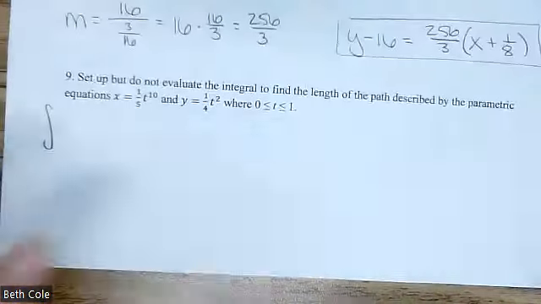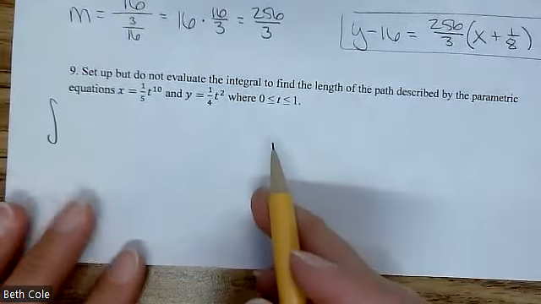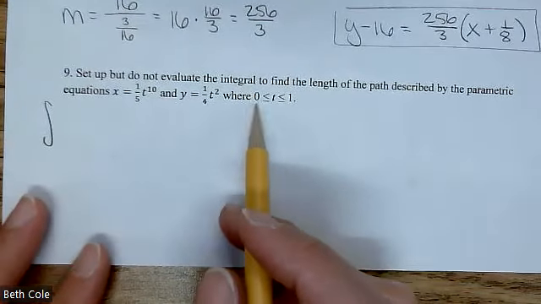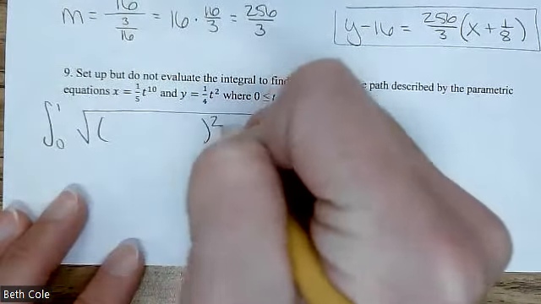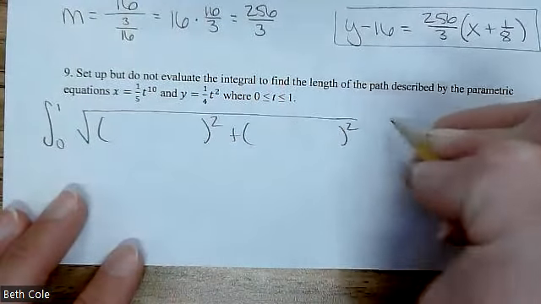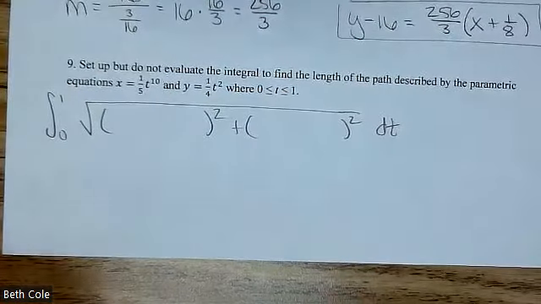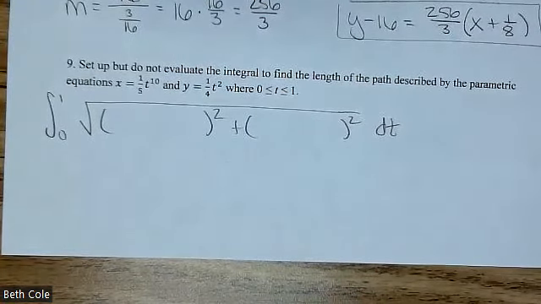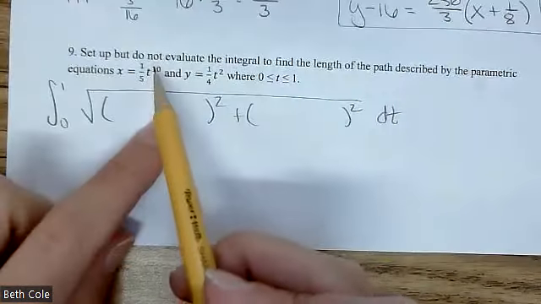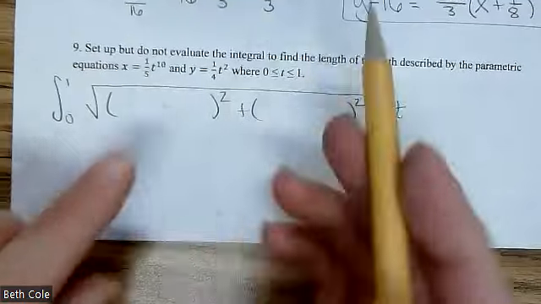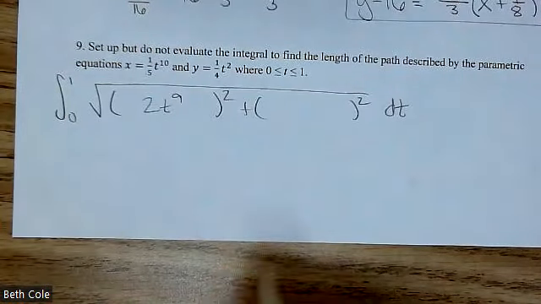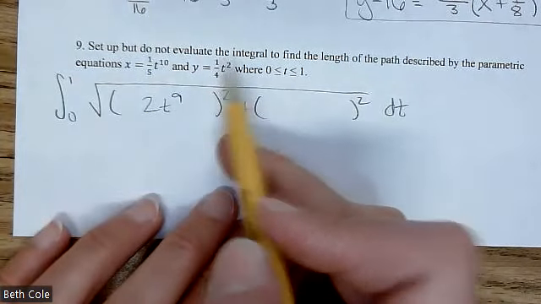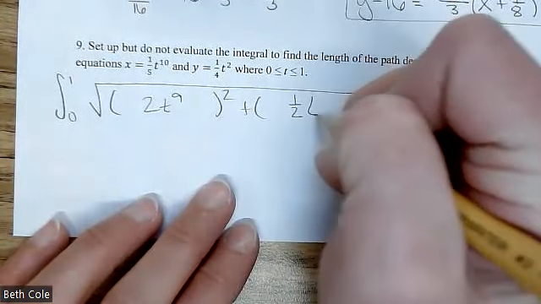This will be integral from where to where? 0 to 1, draw a gigantic square root, blank squared plus blank squared dt. Just draw it out. So what's your derivative for x? Looking at this one right here. 2t to the 9th. And then derivative for y, that would be 2/4, which would be a half t.